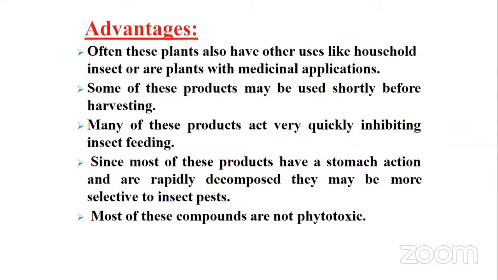If you look at the advantages, often these plants also have other uses like household insect control or medicinal applications. Some of these products may be used shortly before harvesting. Many of these products act very quickly, inhibiting insect feeding. Since most of these products have a stomach action and are rapidly decomposed, they may be more selective to insect pests. Most of these compounds are not phytotoxic. These are the advantages of botanical pesticides.